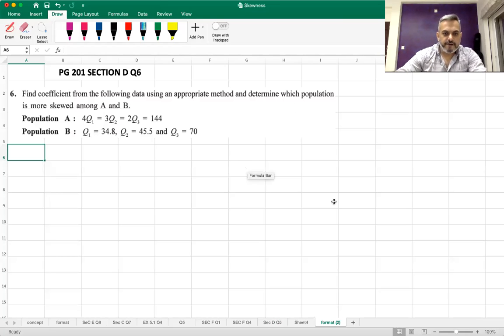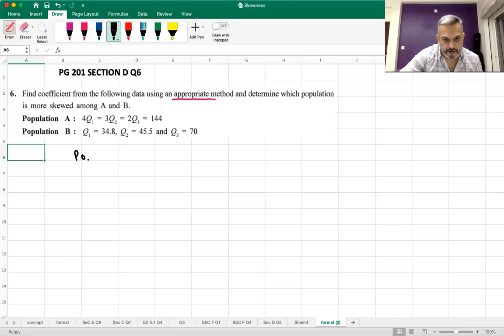Now question number 6 of section D. Find the coefficient of skewness from the following data using an appropriate method and determine which population is most skewed amongst A and B. Now population A is given and population B is given, but population A is given like 4Q1 is equal to 3Q2 is equal to 2Q3 is equal to 144. First, let's handle population A first.